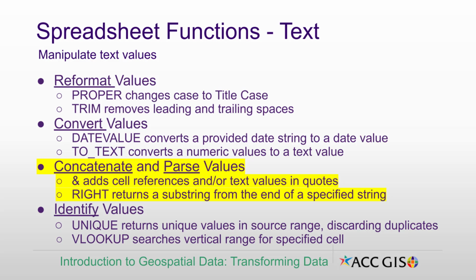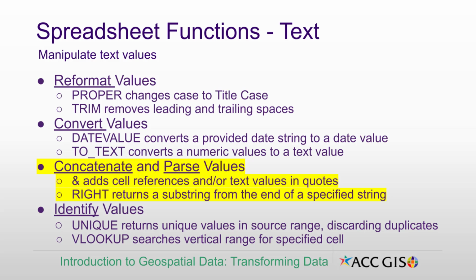Identify values is a really useful text function. There are different types of identify values. Two common ones are unique and VLOOKUP. Unique allows us to get rid of duplicate records. We mentioned that that's something that we often do, deduplication, when we're transforming data. You can use a function like unique to go through a defined range of values and then take the duplicate records and get rid of them. So you just get a set of unique records.